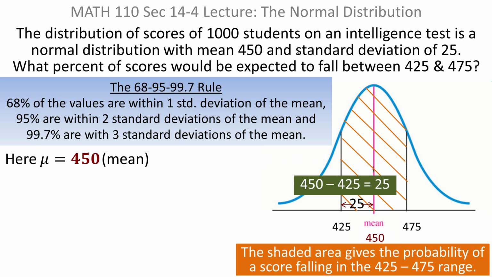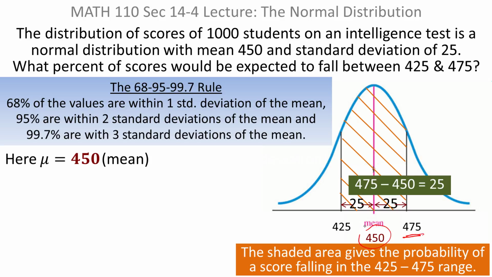We look at the difference between the mean and those 2 numbers. So finding the difference involves subtraction. So we say 450 minus 425 is 25. And also notice that if you do it the other way, go from the other endpoint, 475 to 450, you also get 25. So what we've discovered is that if you put the mean on the graph and go 25 units to the left and 25 units to the right, which is a standard deviation, in fact it's one standard deviation from the mean, you have that exact orange shaded area.